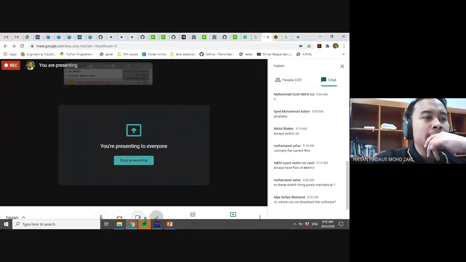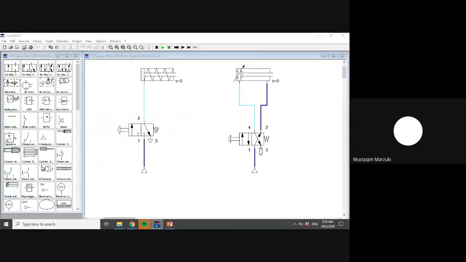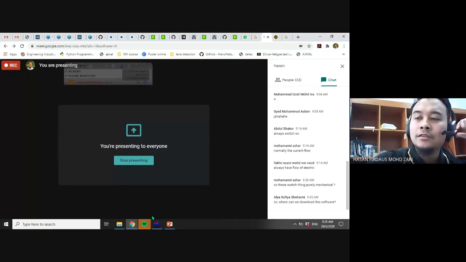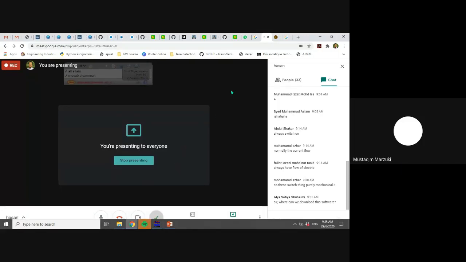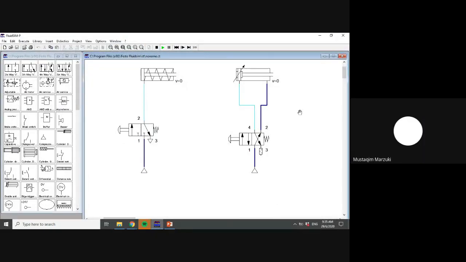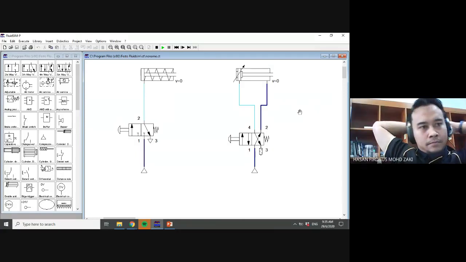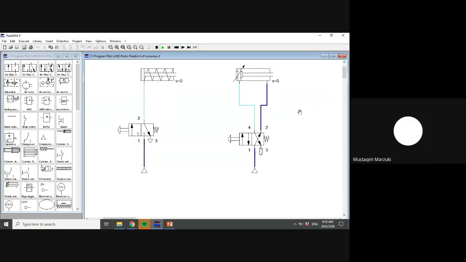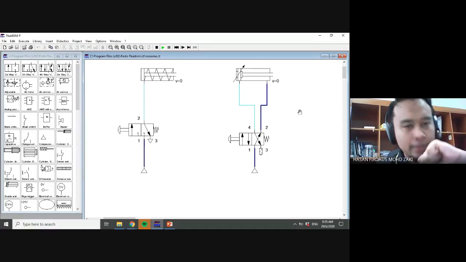I have a question. Okay, please. Sir, I'm Mustaqim. Okay, please. Sir, these two DCV operate much the same, right? Because when we manually push the button, it will go from retracted to advanced, right? Then why do these two DCV exist? Why not just one?